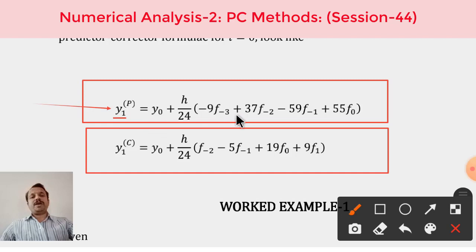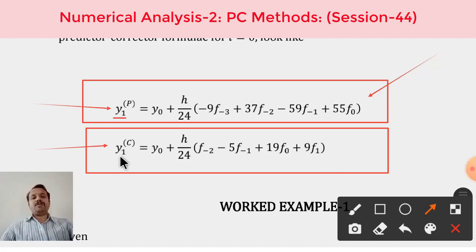In the predictor formula we have used the values previous to y1: y0, y minus 1, y minus 2, and the leftmost value is y minus 3. All these values are substituted in the definition of f, and we get f0, f minus 1, f minus 2, f minus 3. When we use this formula and get the first initial approximation of y1, denoted by y1p, we can move on to use the very important corrector formula. In the corrector formula we go on improving the value which is obtained from the predictor formula.